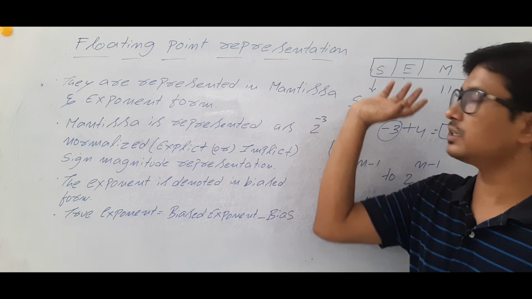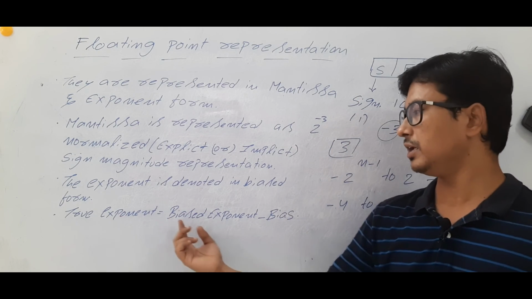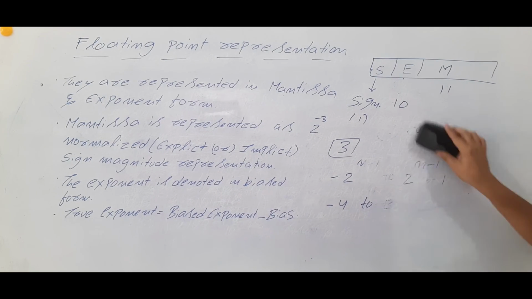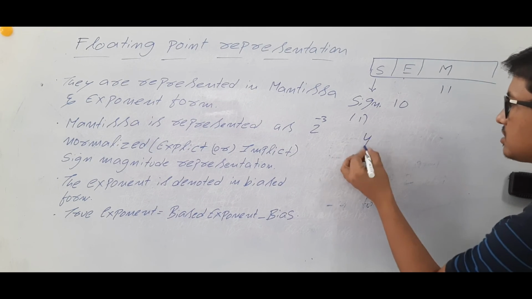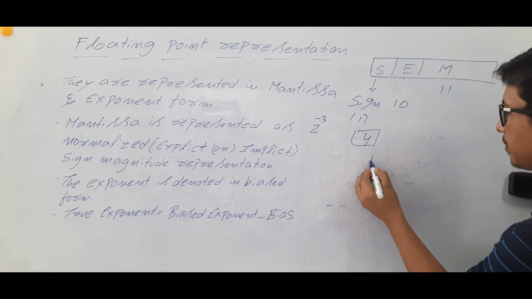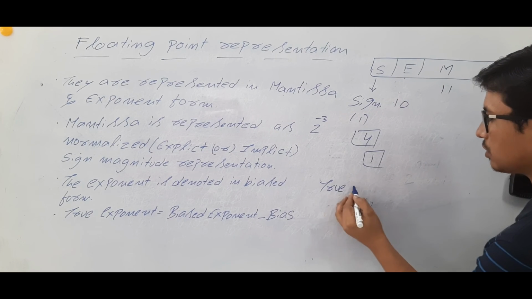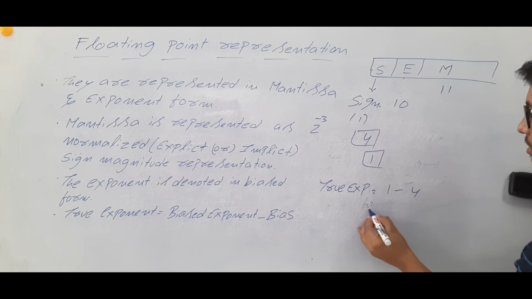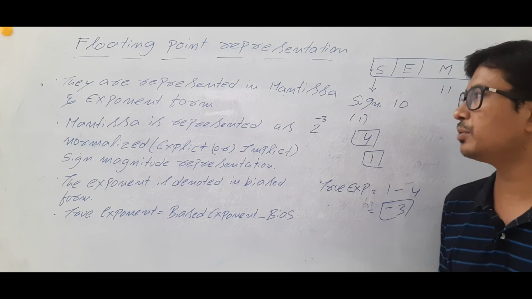Now we will look at the biased representation. True exponent is equal to biased exponent minus bias. If you see in this example, what is our bias? My bias is 4 because I am adding 4 to get the biased exponent. What is my biased exponent? It is 1. So true exponent is equal to biased exponent, which is 1, minus bias, you will get minus 3. That is what we are saying, 2 power minus 3. Are you able to understand?